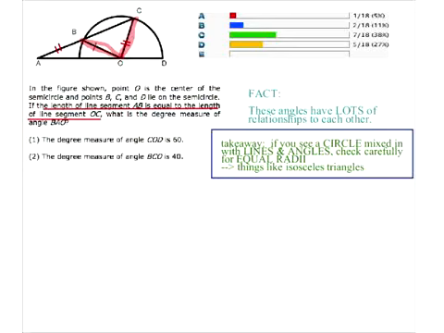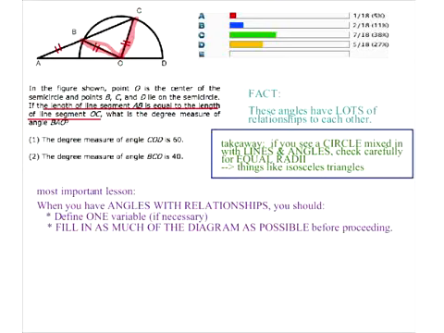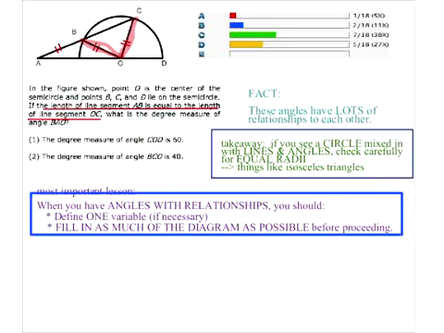Here's the biggest takeaway from this problem, and let me just hand it to you. The most important takeaway that you can get from this problem, and for angles in general, is when you have angles with relationships, you should define one variable if that's necessary, and then fill in as much of the diagram as possible before proceeding. This is really important. You want to fill in as much stuff as you can possibly fill in before you even touch those statements.